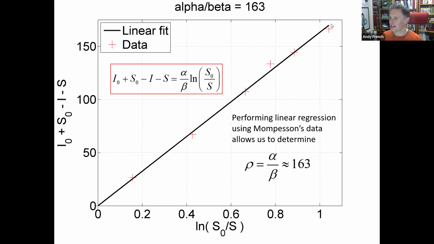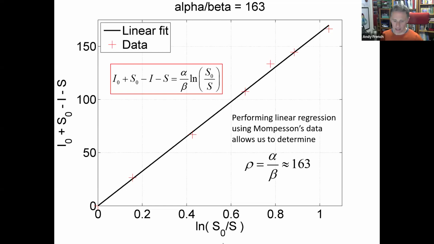So I was doing this at the Brighton half marathon in a pizza parlor on my laptop. So I was very excited when we managed to code this up. And so I was able to find out what alpha over beta is, which is about 163. So we now know what's alpha over beta, but what we really want to know is alpha and beta.